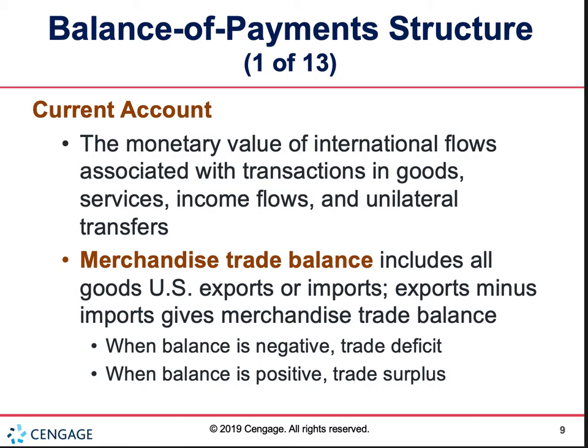So the first one is going to be merchandise trade balance. This includes all goods U.S. exports or imports. So exports minus imports give us the merchandise trade balance. When the balance overall is negative, we have a trade deficit. When the balance is positive, we have a trade surplus. So if we export more, it's a trade surplus. If we export less and import more, there's a trade deficit. This is something that we talk about a lot in today's time. Trump has talked about this in the trade war and other transactions with other countries.